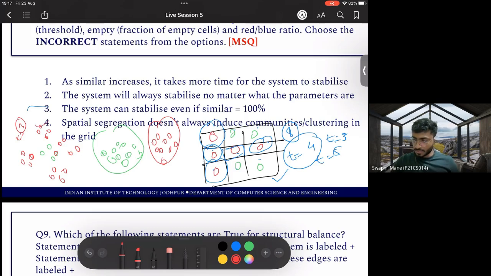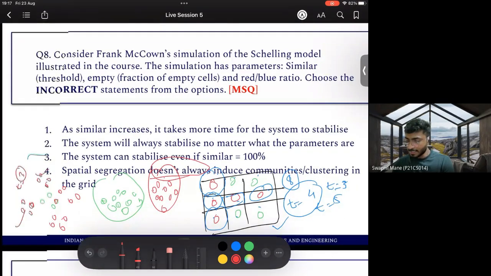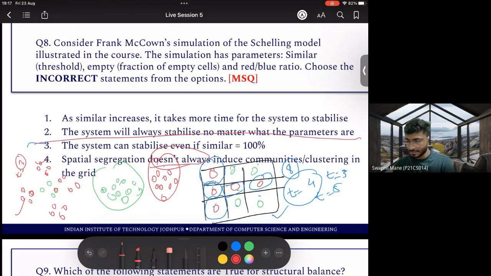So this option is correct because it doesn't always show clustering, sometimes it might show cluster communities, and in these cases it doesn't show clustering properties, right? Yeah, so option 2 is incorrect. The system will not always stabilize no matter what the parameter is, because let's take suppose there are very few empty cells in the grid, or there are no empty cells. There is a difficulty to shift or migrate that particular node to another position, right?